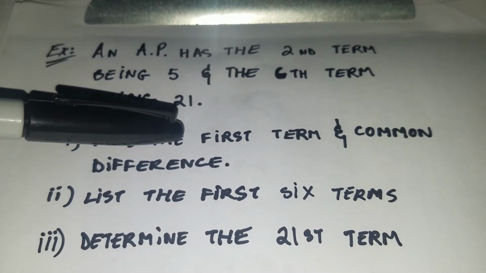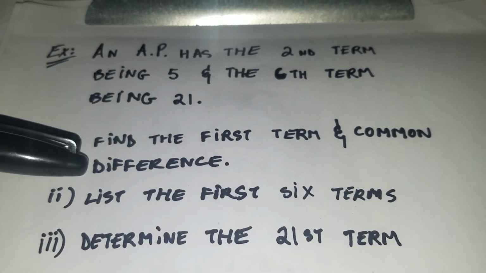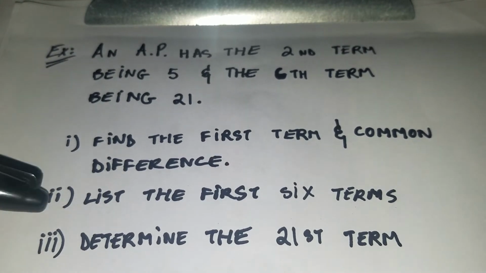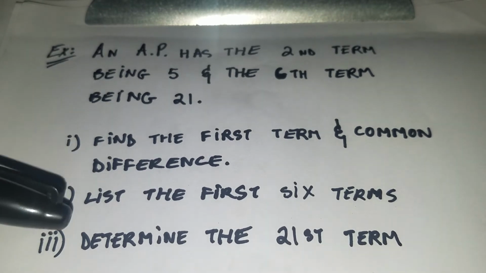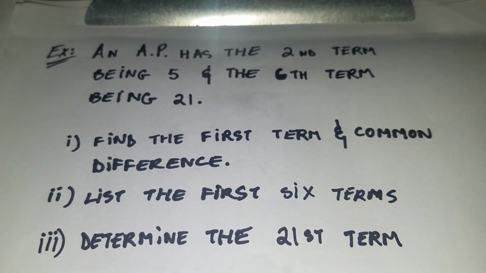Remember, the first term is represented by A. The common difference is represented by D. Part 2, list the first 6 terms. Part 3, determine the 21st term.